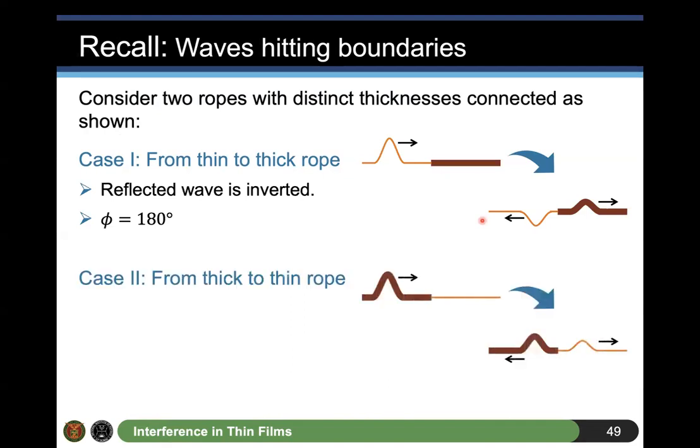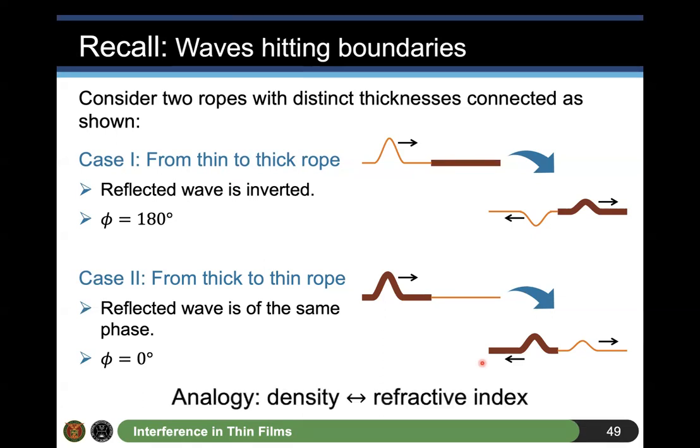Okay? Kapag yung source ng wave nasa thick rope to thin rope, again, merong matatransmit, merong mare-reflect, but this time, yung mare-reflect is hindi na inverted. Upright with respect dun sa source, and the phase angle is 0 degrees. Okay? Kasi pareha silang may crests. Okay? So, yung reflected wave is of the same phase.